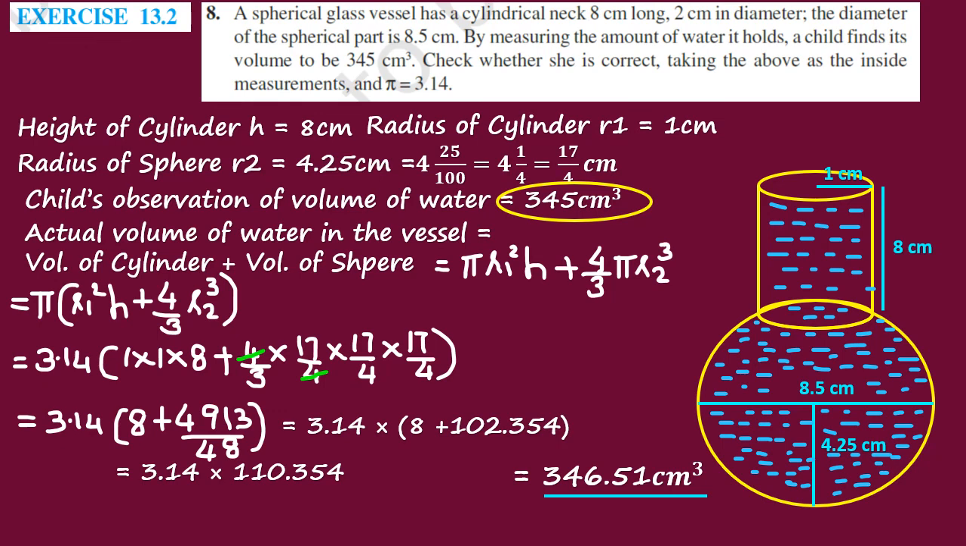So the child's observation is somewhat near to that, is it? It is 345, but we cannot say it is correct, only somewhat near. So the child's observation is incorrect. The correct answer is 346.51 centimeter cube. So that is the end of exercise 13.2.